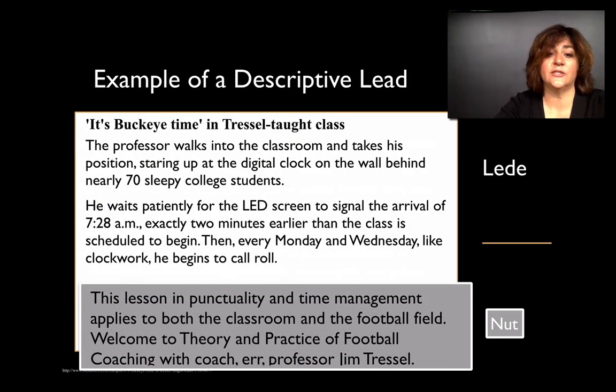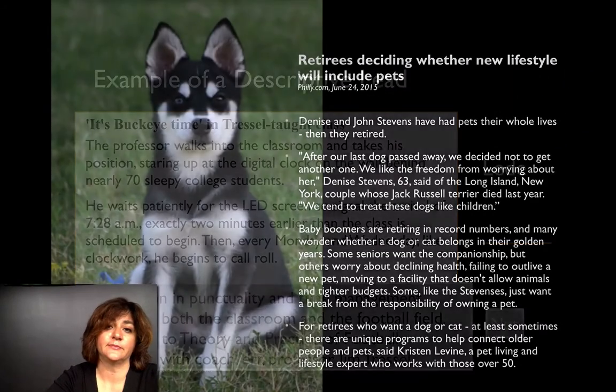And then finally, one that's a little bit closer to home here. The professor walks into the classroom, takes his position, stares up at the digital clock. He waits for the LED screen, 2 minutes earlier than the class is scheduled to begin. He begins to call roll. And you're like, well, this is just like any class until we get to the nut graph, what the story is about. This lesson in punctuality and time management applies to the classroom, and it turns out the professor was Jim Tressel. So you can see that's what the story will be about, Jim Tressel's class, but this anecdotal lead takes us there with a little bit of mystery to it.